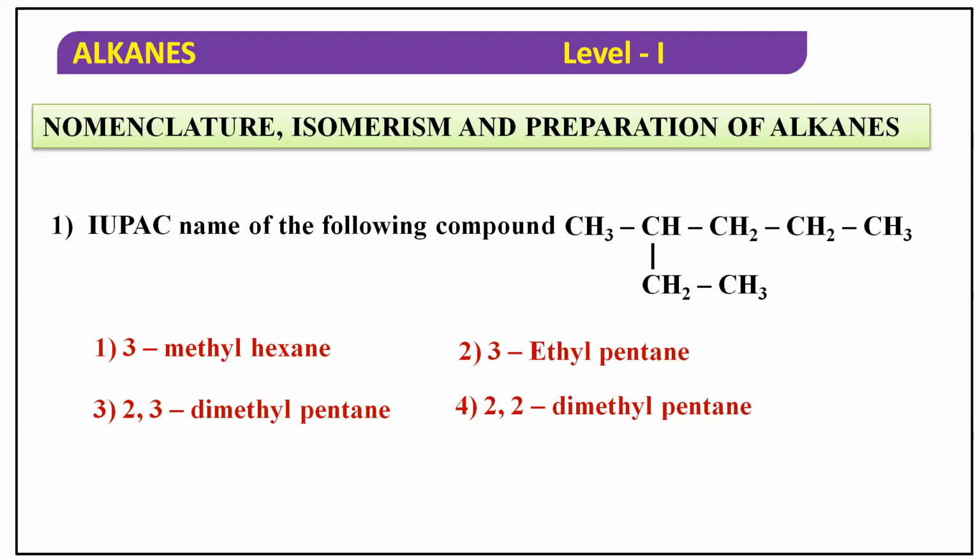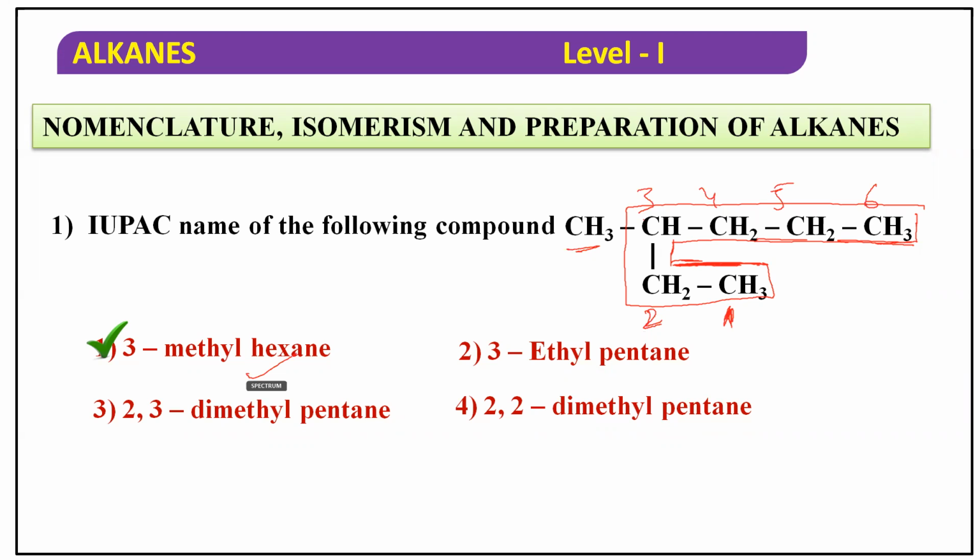I'll show you the answer key, and then I will explain to you also. Of course, it is 1-methyl hexane. Sorry, 3-methyl hexane. So here it is. This is the longest chain. Now numbering we can start from here: 1, 2, 3, 4, 5, 6. So the IUPAC name of this compound is 3-methyl hexane.